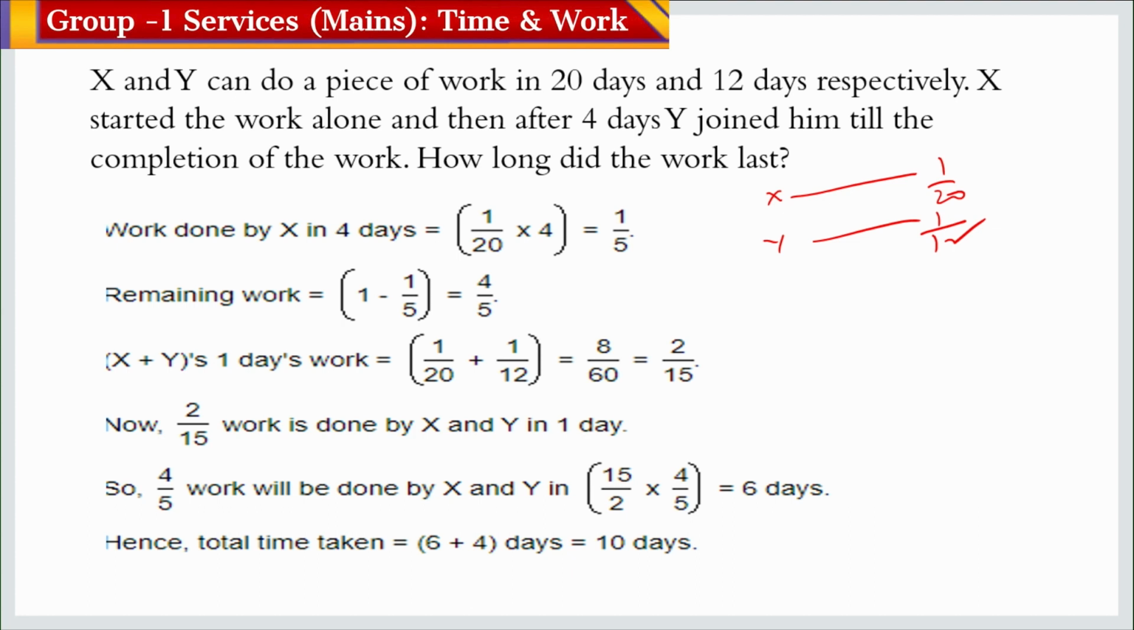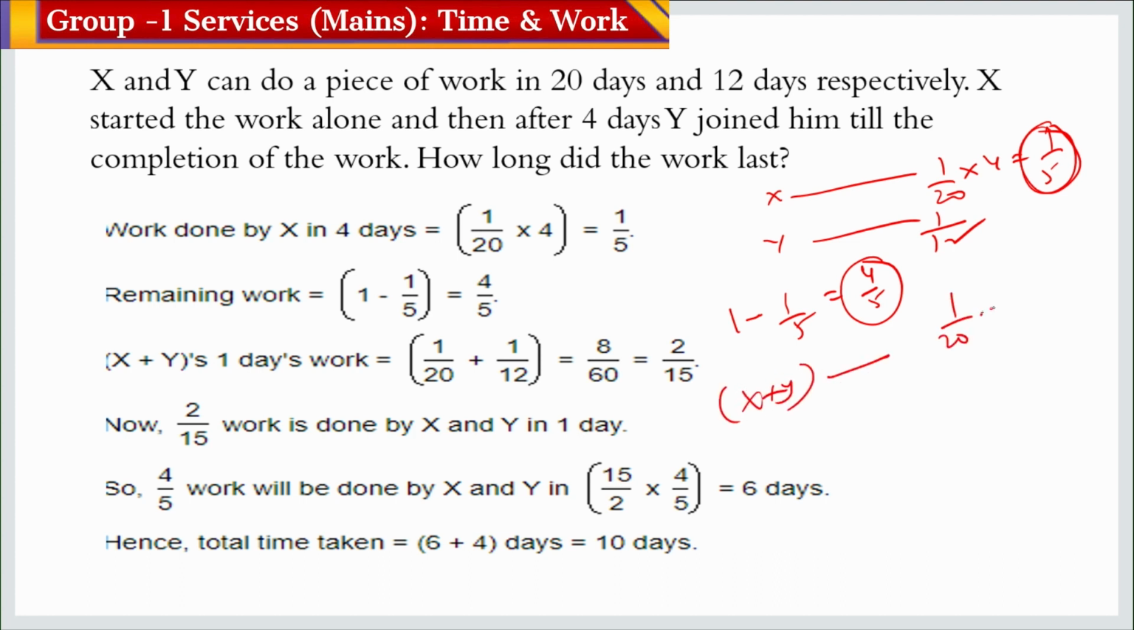So, here X works alone for 4 days, means into 4, it is 1 by 5. 1/5 of the work is done by him. So, 1 minus 1 by 5, that is 4/5 of the work remains, correct. Okay. X is 1 by 20. So, when X plus Y work together, what is that? 1 by 20 plus 1 by 12. LCM is 60. This is 3 plus 5, 8 by 60 or 2 by 15, correct.